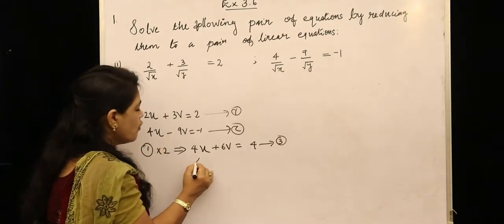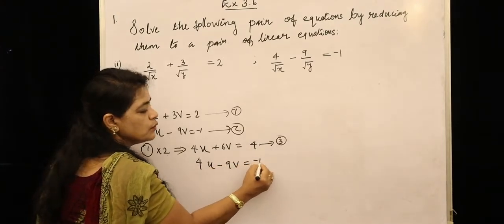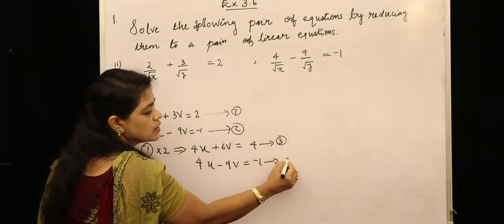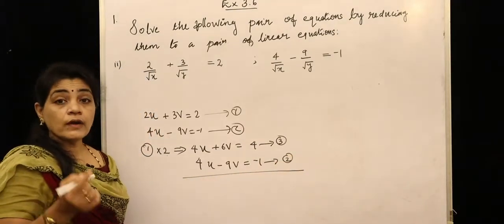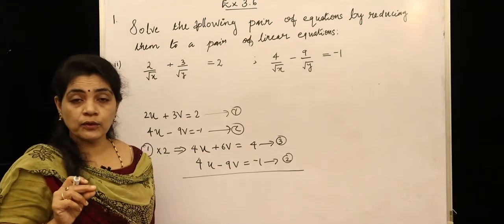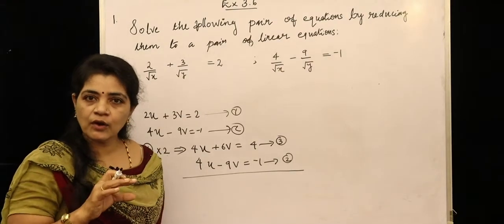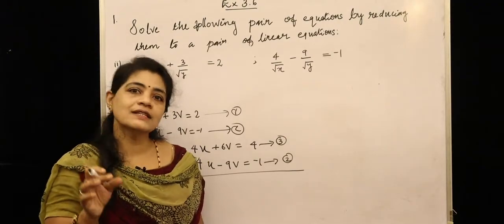That is 4u minus 9v is equal to negative 1. This is equation number 2. No change. So how can we eliminate u? That is 4u and 4u, both are the same variable with the same coefficient. In order to make them opposite in sign, you just have to subtract.